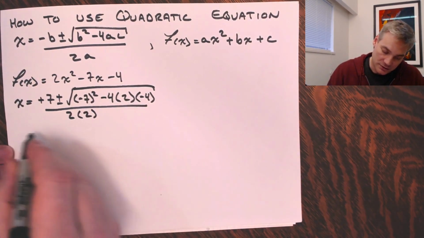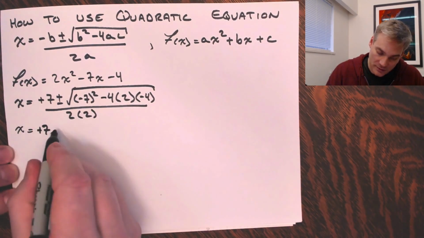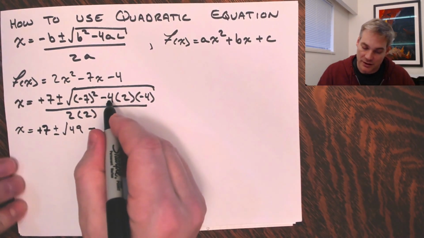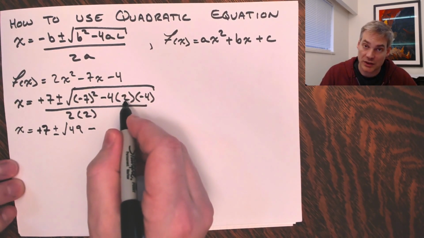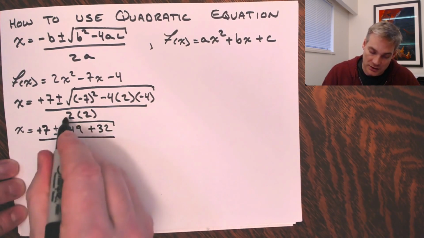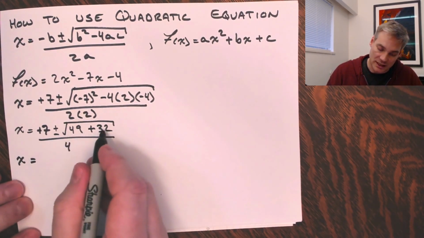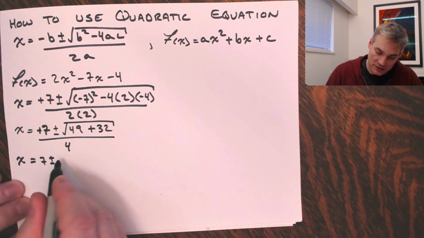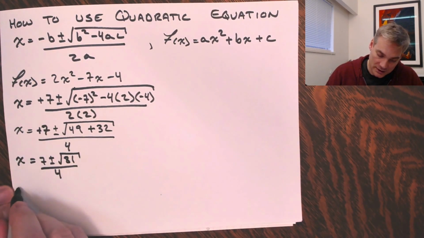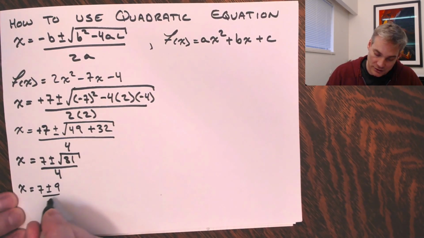Okay, so now we have x equals positive 7 plus minus the square root of 49. And then we have 4 times 4 is 16 times 2 is 32, and there's a negative here, so it's plus 32. And then 2 times 2 is 4. Now we have x equals 7 plus minus the root of 81 all over 4, and that root is 9. So 7 plus minus 9 over 4.